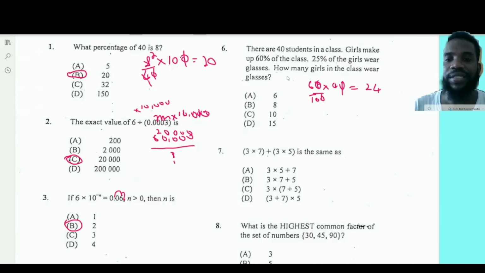25% of the girls wear glasses. Now remember, there are certain things you should know, such as 25% is the same thing as saying a quarter. It's a quarter of 100%. So I could technically multiply 24 by a quarter. Alright? 4 into 4 goes 1, 4 into 24 goes 6. So your answer is 6. Alright? If you feel uncomfortable with that, you can always go with the 25 over 100 times 24.